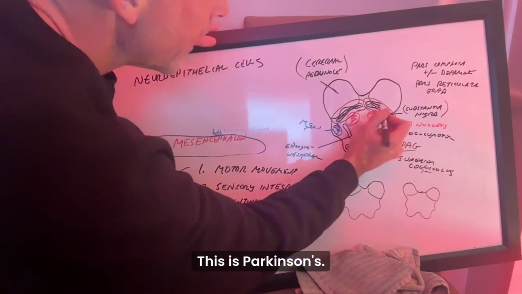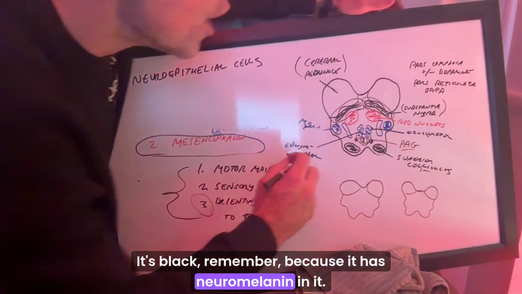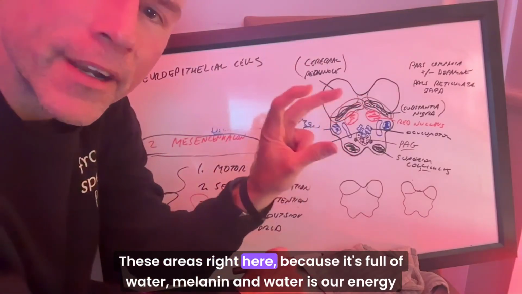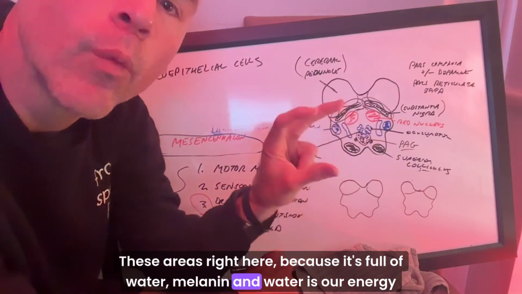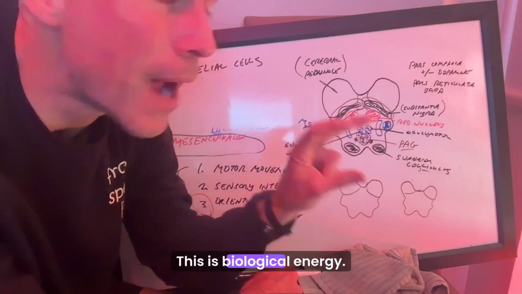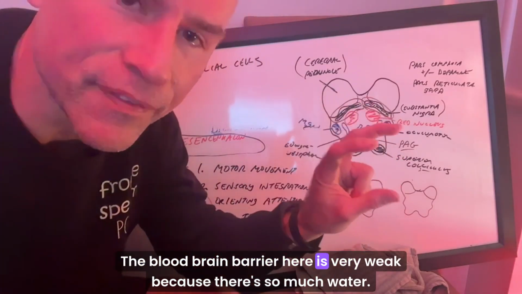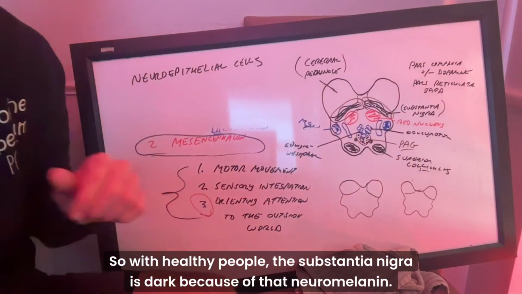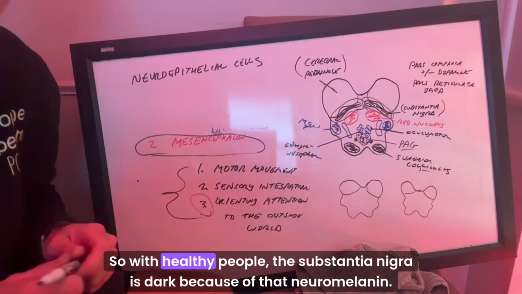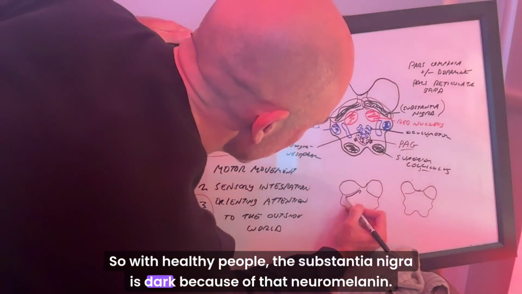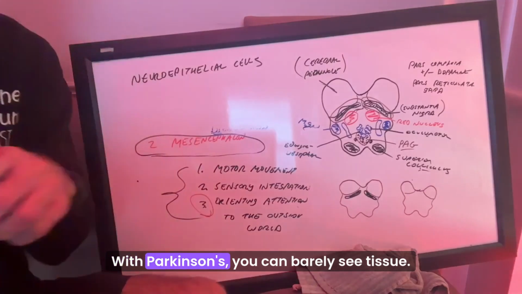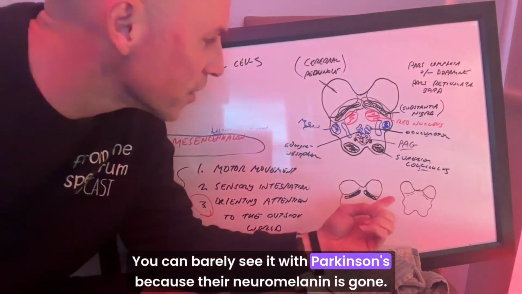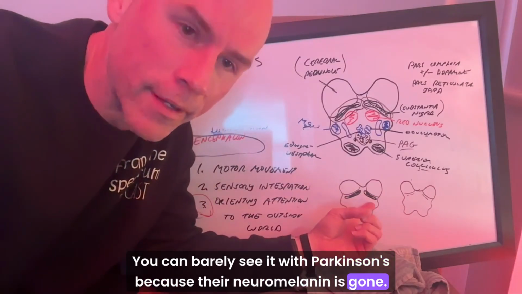This is Parkinson's. It's black, remember, because it has neuromelanin in it. It's loaded with neuromelanin. These areas right here, because it's full of water, melanin in water is our energy source. This is biological energy. The blood-brain barrier here is very weak because there's so much water. There's so much electrical power coming through here. So with healthy people, the substantia nigra is dark because of that neuromelanin. With Parkinson's, you can barely see tissue. You can barely see it with Parkinson's because their neuromelanin is gone.